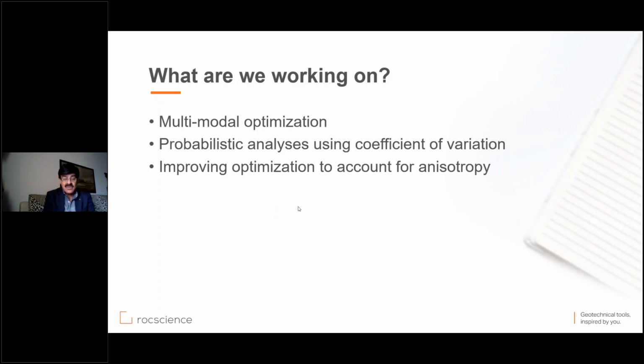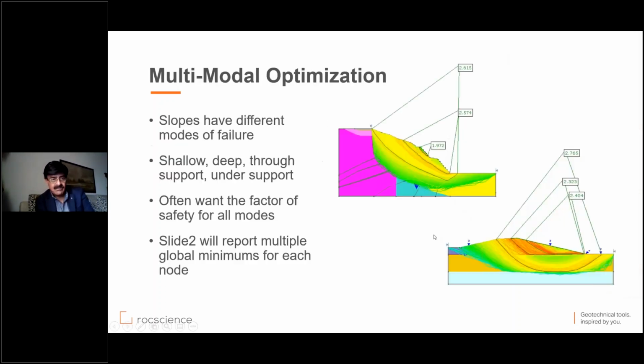And then probabilistic analysis using coefficient of variation, rather than working on variation of parameters, for example shear strength. We'll discuss that a little bit more. And then improving optimization to account for anisotropy. In fact, a lot of effort is now being spent on anisotropy, because anisotropy can be a major issue with certain ground conditions.